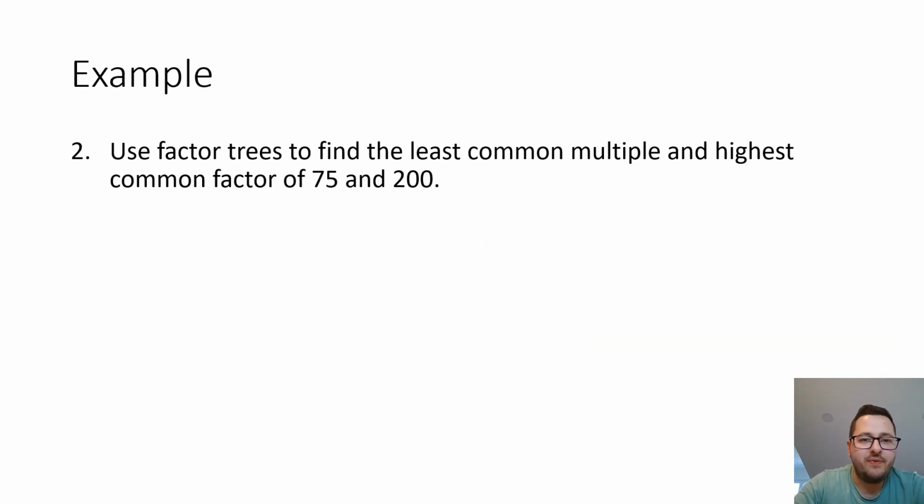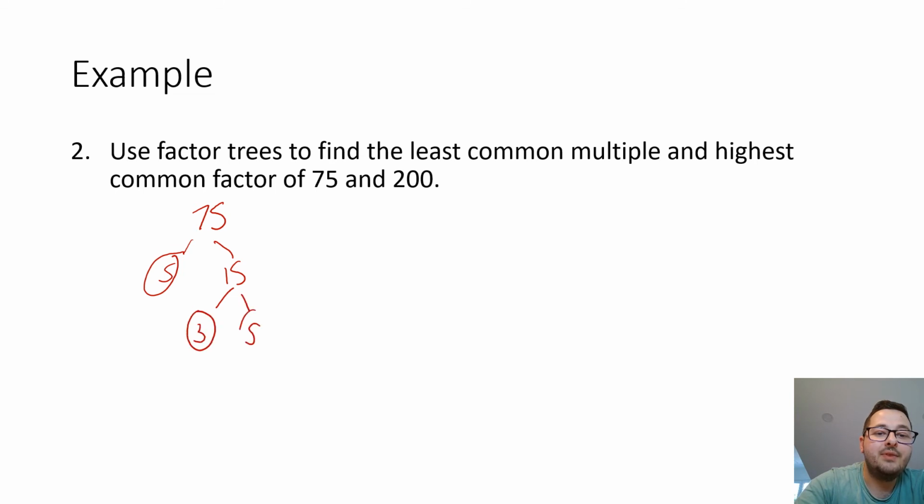Okay, so let's just do one more example. So now we want to use factor trees to find the least common multiple and the highest common factor of 75 and 200. So again, we'll just do the same method. So start with 75. Now this is 5 times 15, and 15 is 3 times 5. Lovely. So that was a nice one, and that is 3 times 5 squared.